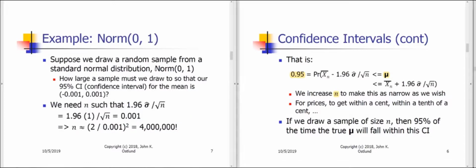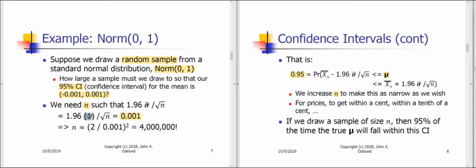As an illustration, let's suppose that we have a random variable with known distribution, normal 0, 1, that is, a standard normal. Its mean is 0, its standard deviation is 1, and we draw a random sample. We would like to know how big that sample has to be in order for our 95% confidence interval to fall within a quite narrow range, between plus or minus 0.001. All right, well, that means that we need n such that 1.96 times our standard error, that is our estimate of sigma divided by the square root of n, equals 0.001.